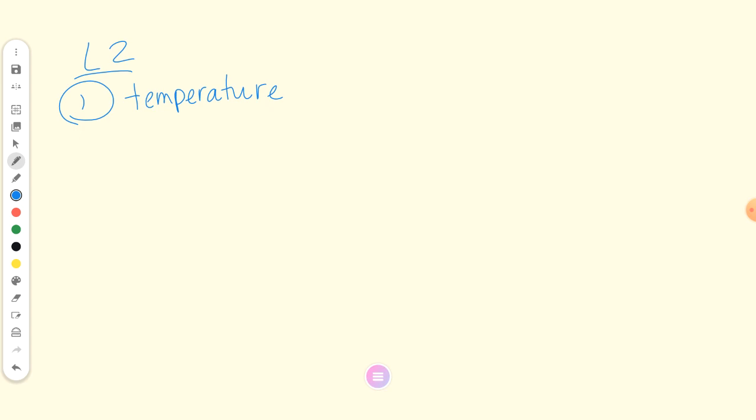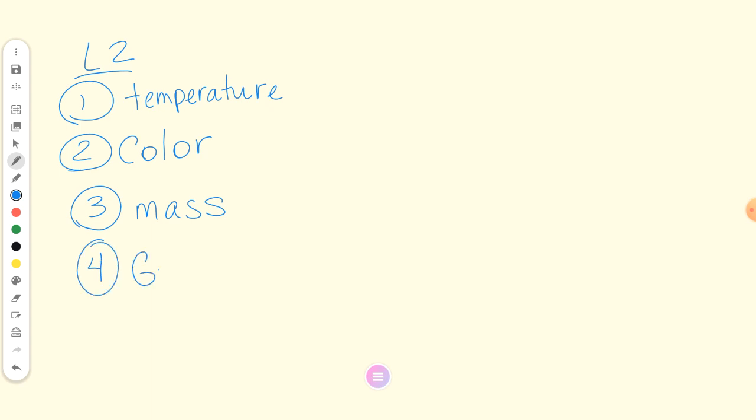Number 2, blank is a physical property of matter. It can be observed with your own two eyes. Carter? Color. Number 3, the amount of matter in an object is the object's what? Jackson? Mass. Good job. That is the definition of mass, the amount of matter in an object. Lexi, 4. A blank is the tool used to measure the volume of a liquid. Yes, graduated cylinder.